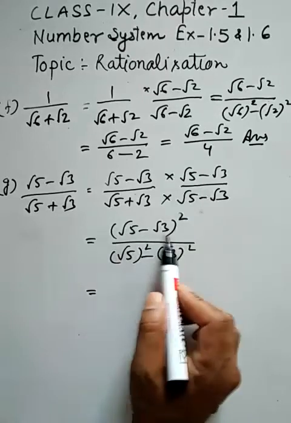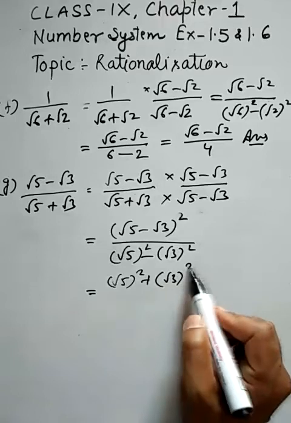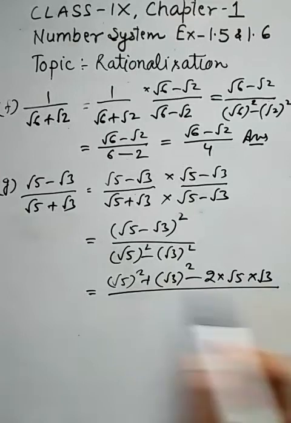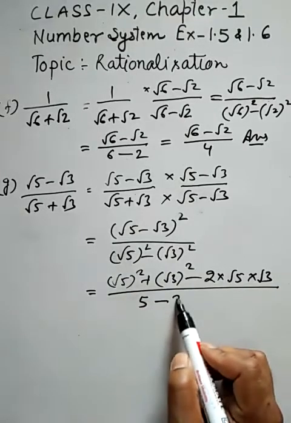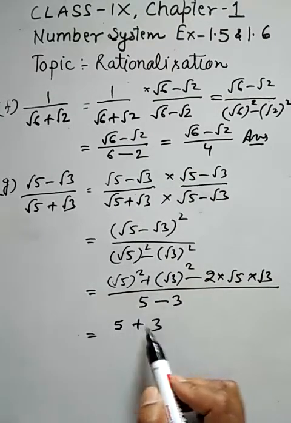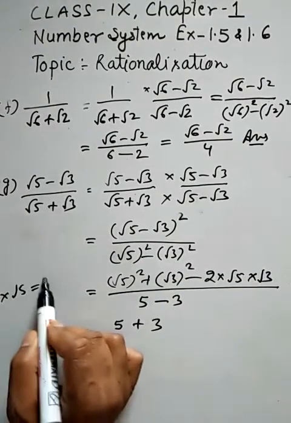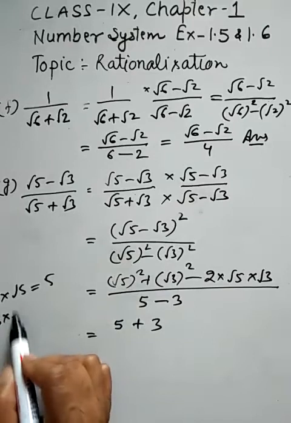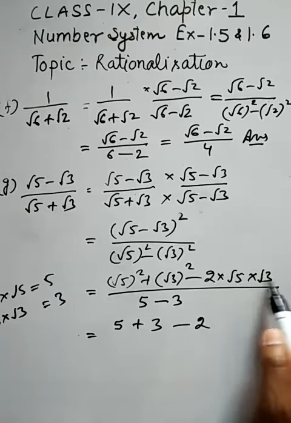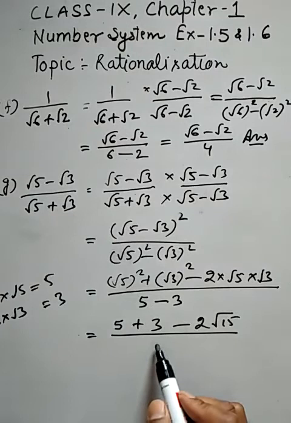Open this identity, a minus b whole square, so this is a square plus b square minus 2 into a into b. Root 5 square is 5, root 3 square is 3. Root 5 square means root 5 into root 5, equal to 5. Root 3 square means root 3 into root 3, it is 3. Minus 2, the radical signs will multiply with themselves, 5 into 3, it is 15. 5 minus 3 is 2.